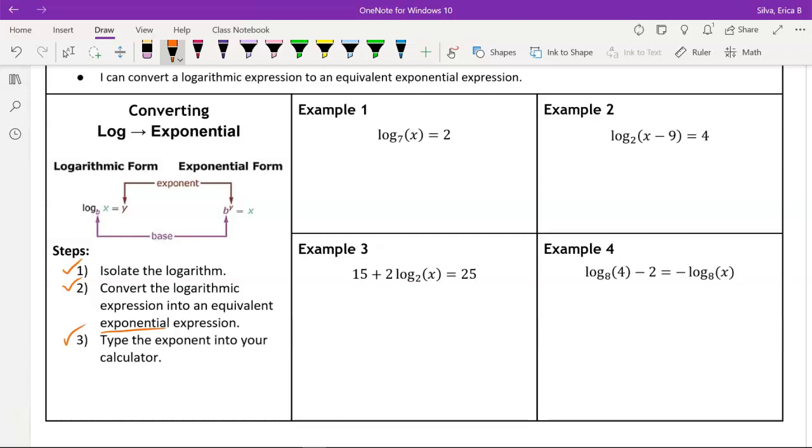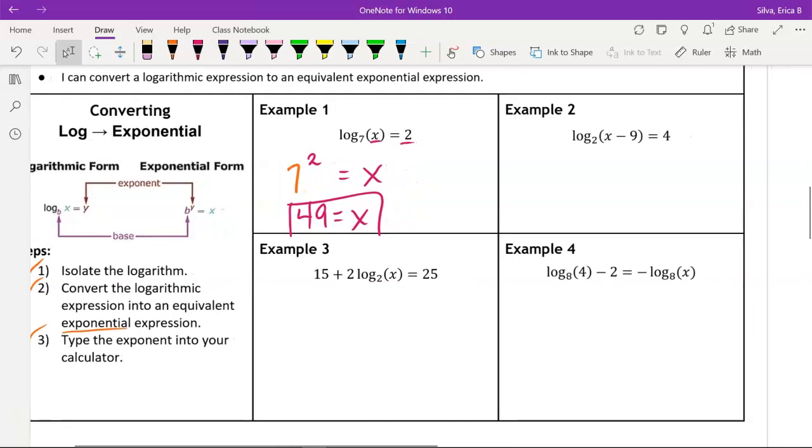So we're going to get the base, and now the base is going to be the bigger number. And then we're going to switch the argument with the exponent. So we've got 7 to the second power is equal to x. So we've got 7 squared is 49 is equal to x. Let's go ahead and look at the second problem.